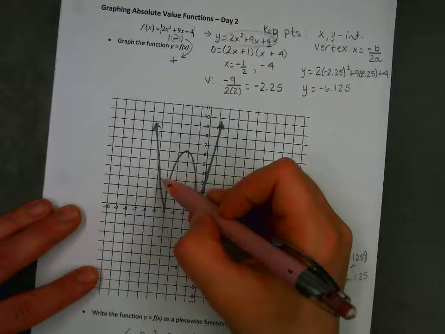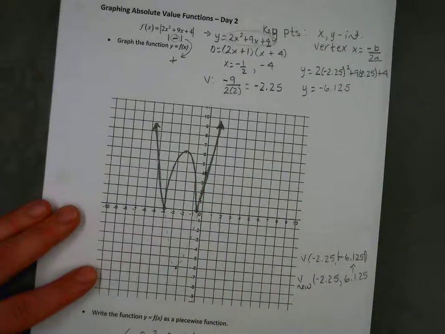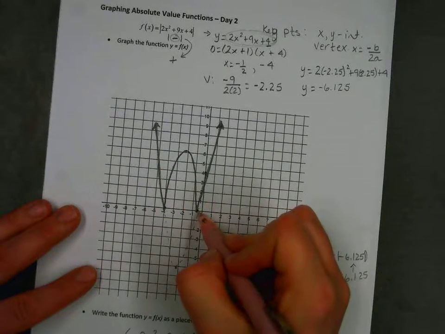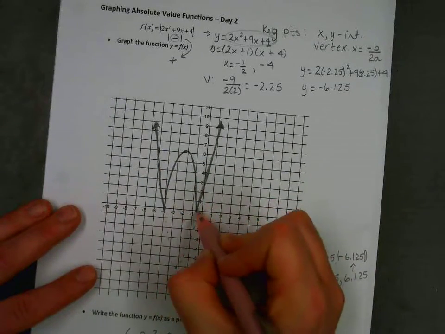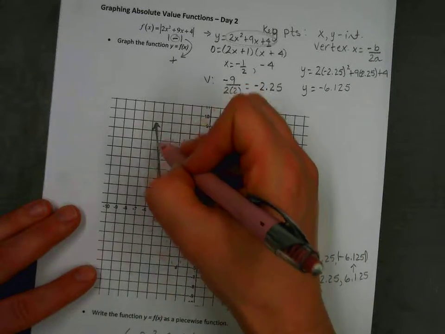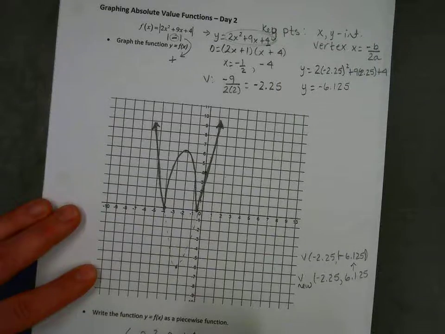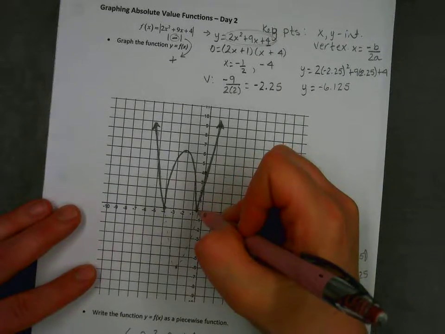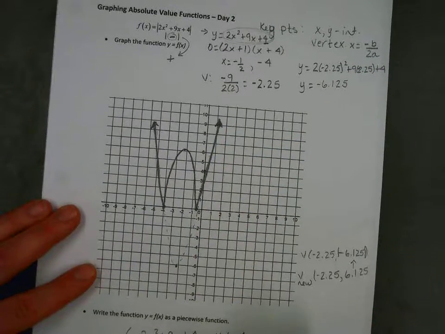So what can you tell me about the x values? The x values are related to my x-intercepts. My x values here need to be all values that are smaller than or equal to -4, but also I need all my x values to be greater than or equal to -1/2.